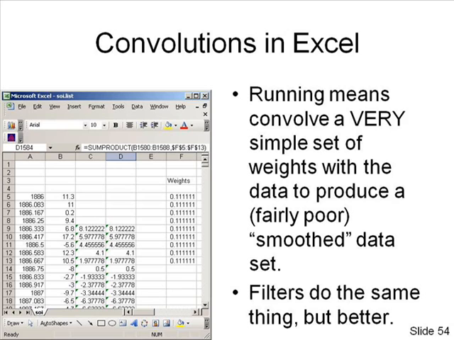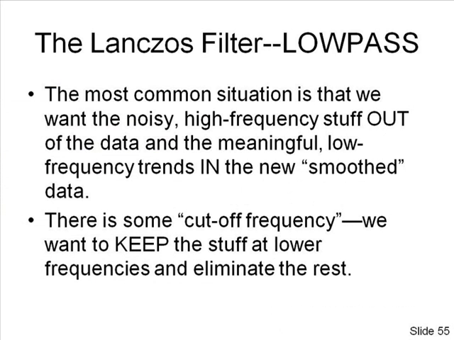Running means involve a very simple set of weights. This business of all the weights being equal to 1 over 2k plus 1 was a simple way to do the convolution here, but it also produced a fairly poor example of smoothed data. Filters do the same thing, but they do it better, though they have more complicated equations for determining the values of the weights. So running means are not necessarily such a great way to do smoothing.